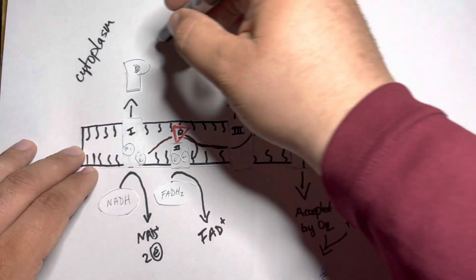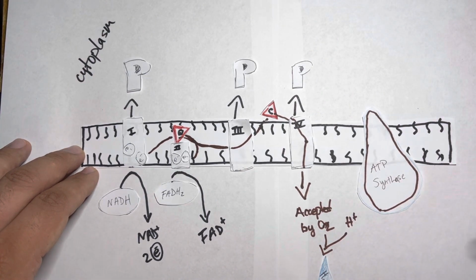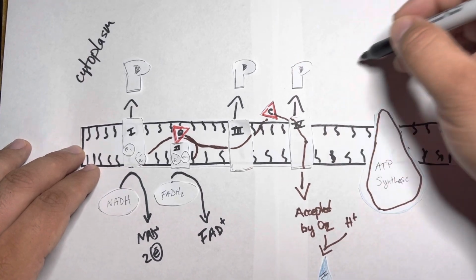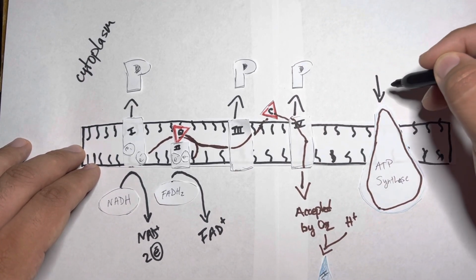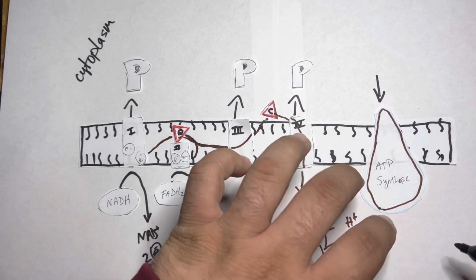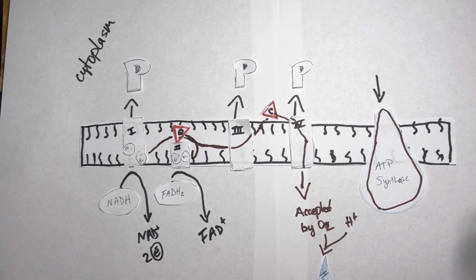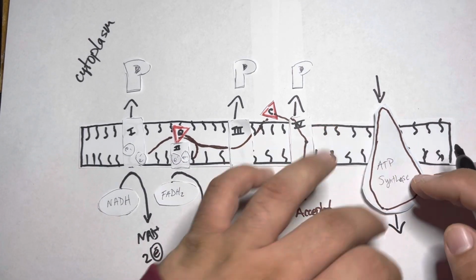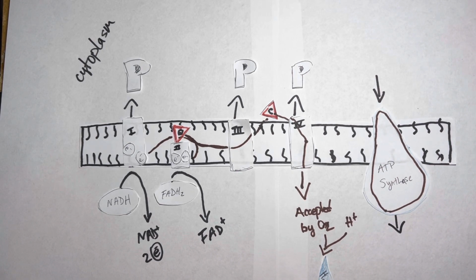So all of these protons that are here in the cytoplasm need to be used to generate ATP. So these protons come in from the cytoplasm into the ATP synthase. And they flow back down their electrochemical gradient through the synthase. And for every 4 protons, we're going to get 1 ATP. All right, that is oxidative phosphorylation.